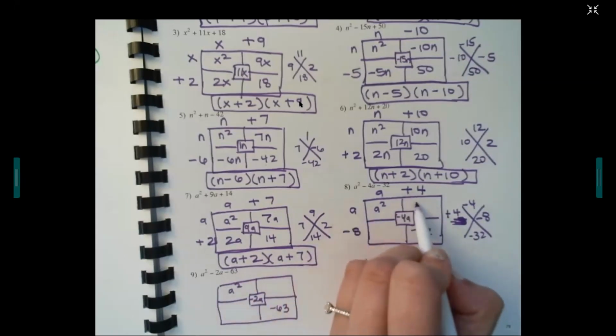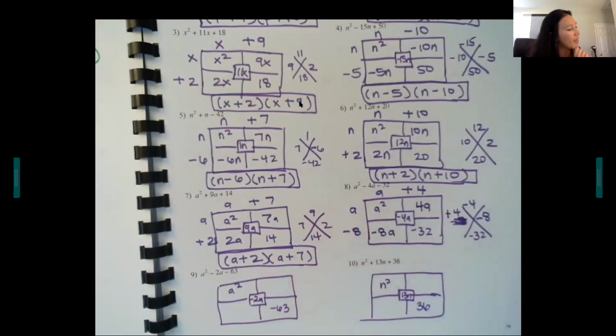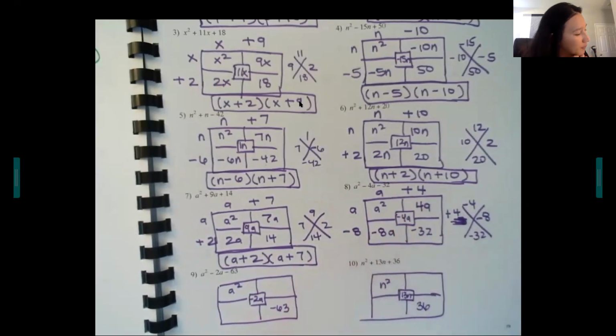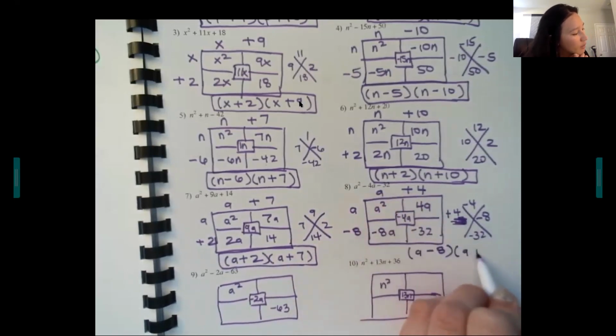So then a times 4 gives us our 4a, and negative 8 times a. And then now those add to our negative 4a, and then those multiply to our negative 32. So this is a minus 8, this side, times this side, which is a plus 4.